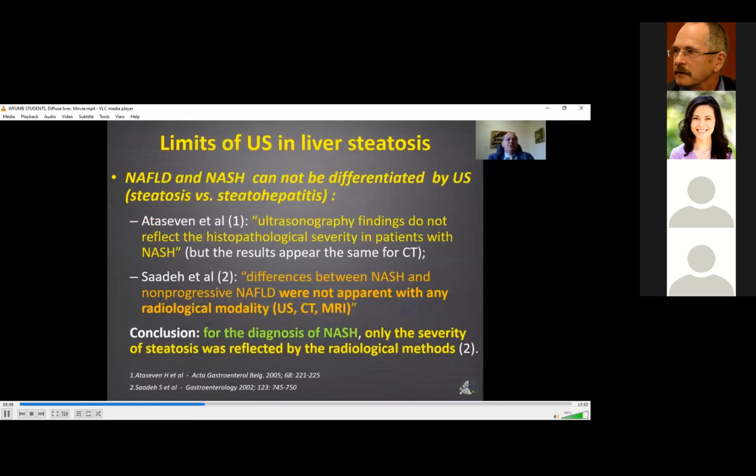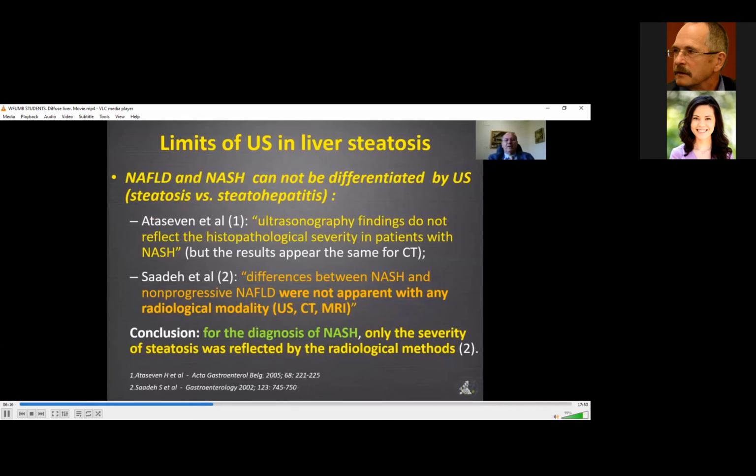We are not able to differentiate between steatosis and steatohepatitis, between NAFLD and NASH. And this is valid not only for ultrasound, but this differentiation is also not possible with MRI. Then we can say this is a steatotic liver, but without being able to say whether there is inflammation or not, at least at this moment.